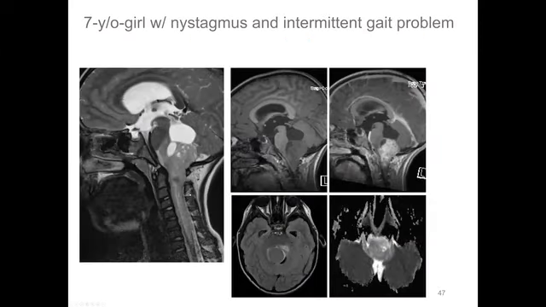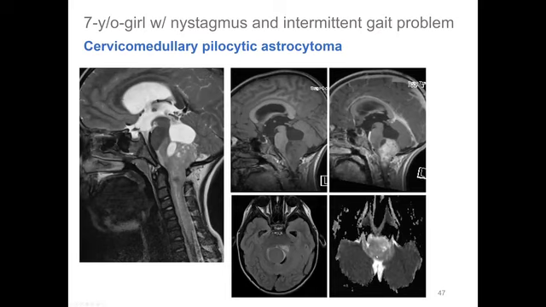And this is another case. You can see that in the cervicomedullary junction, there's a complex solid cystic tumor, and there's also a large cyst protruding into the fourth ventricle. You can see the FLAIR here. That means it can demonstrate different signal intensity between the CSF and the cystic portion. And most importantly, there's no restricted diffusion. This again is a pilocytic astrocytoma, not a high-grade tumor.